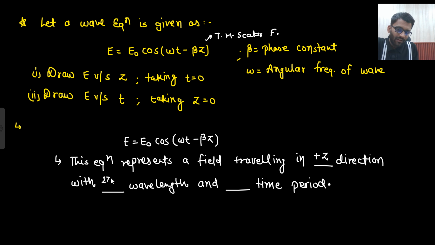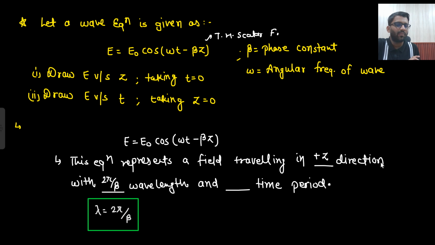2 pi by beta, right? So what will be the wavelength? Lambda is equal to 2 pi by beta. Because there is no term of lambda in the equation, I am writing it in terms of beta. I could have written that it is traveling in the positive z direction with wavelength lambda, but lambda is 2 pi by beta. And how much is the time period? 2 pi by omega. Because there is no term of T, I could have written that it is traveling with time period T, but T is equal to 2 pi by omega. Is that clear to you?